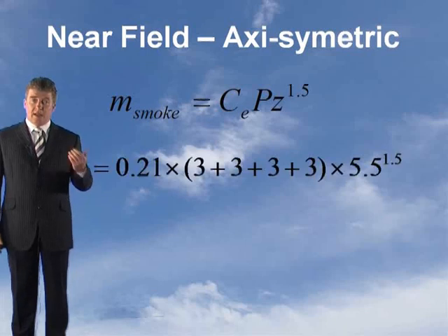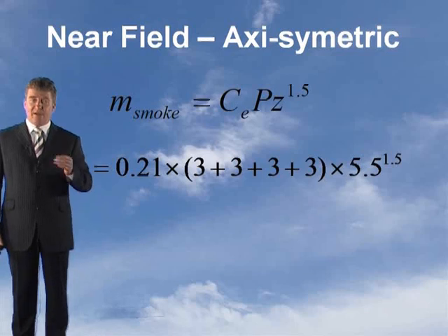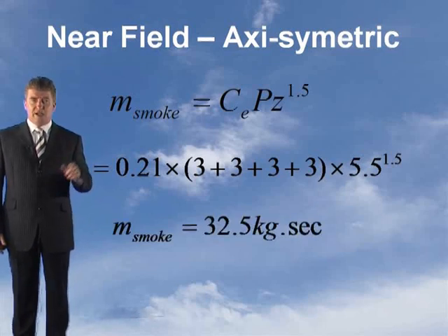Put in known variables. You put them in, you get this. M equals 0.21 times the perimeter, which is 3 plus 3 plus 3 plus 3. So this is the perimeter, equals 12. That is times 5.5 to the power of 1.5, which gives you 32.5 kilograms a second. So the mass flow rate beneath the plume is 32.5 kilograms a second. So we know how much smoke's been produced, but how hot's it going to be?